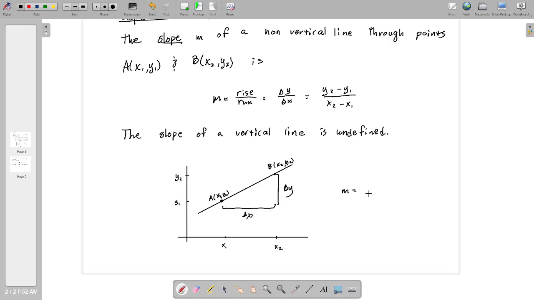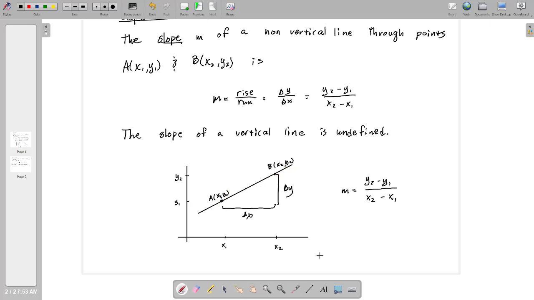Now our slope is denoted with m, and our change in x is on bottom, so we have x2 minus x1. Similarly, the point to the right has a y value of y2, and we're going to subtract y1. We started here and ended here, so we're going to do y2 minus y1.